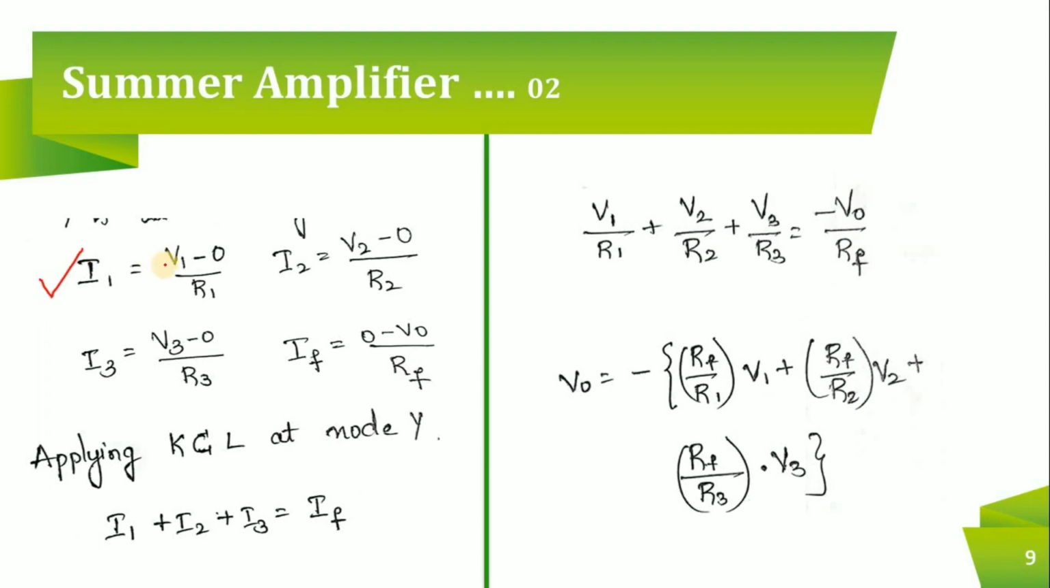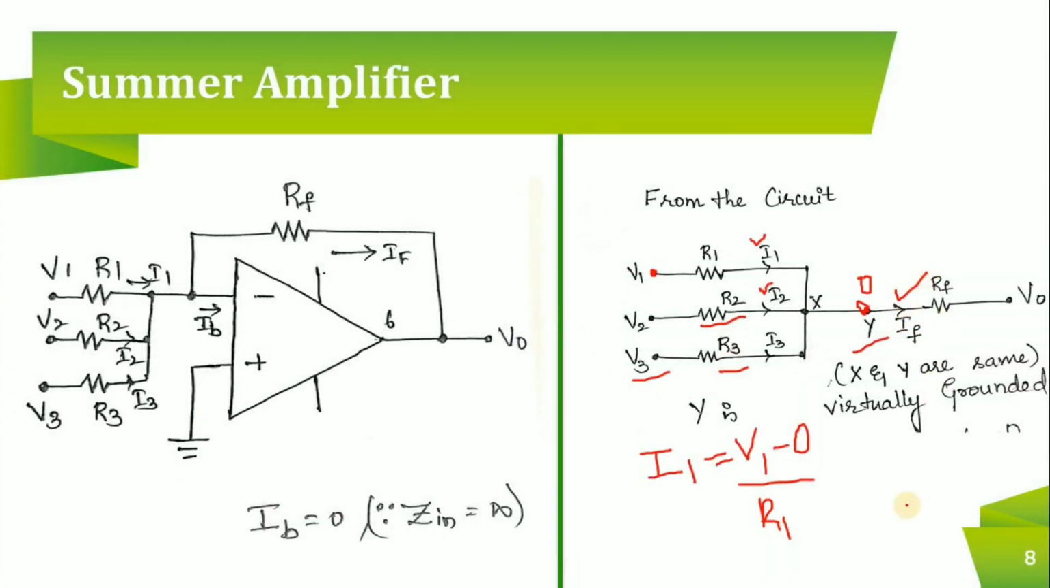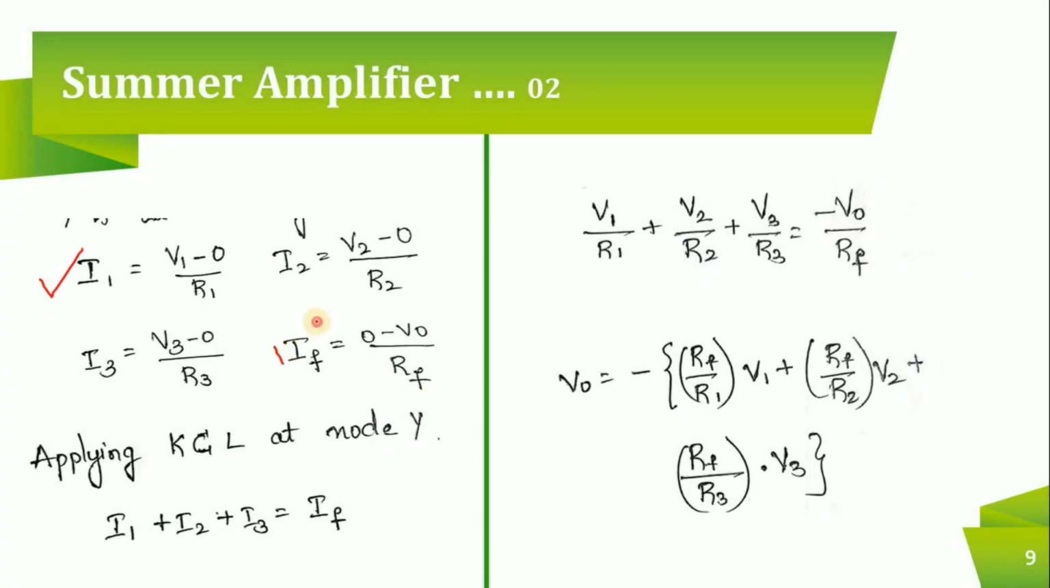Okay. So look at this. I have taken the same expressions here. I1 is equal to V1 minus 0 divided by R1. I2 is V2 minus 0 divided by R2. I3 is V3 minus 0 divided by R3. Now, what is the expression for IF? To find IF, from where to where is it moving? It is moving from Y to V0, right? What is the potential at Y? It is 0. So IF is equal to 0 minus V0 divided by RF.